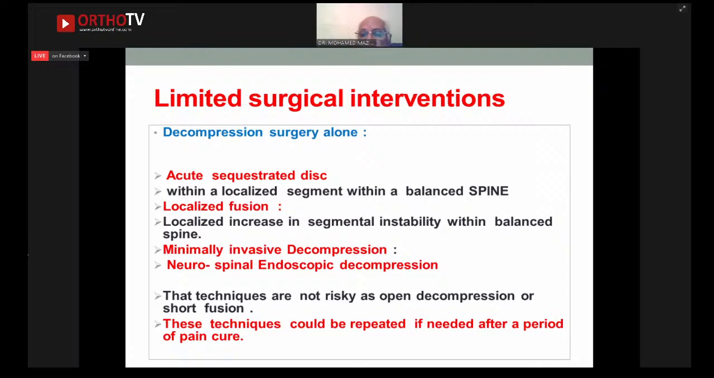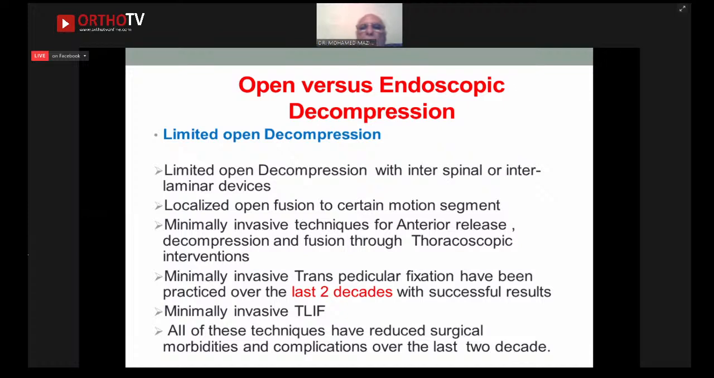This technique could be repeated if needed after a period of being cured. I mean, you can do endoscopic once, twice, three times in the patient's extended life if he has another complaint with this particular disc or other discs above or below the previously treated one. Limited open decompression with interspinous or interlaminar devices, the spacer. You know the spacer, of course. Localized open fusion to certain motion segment.